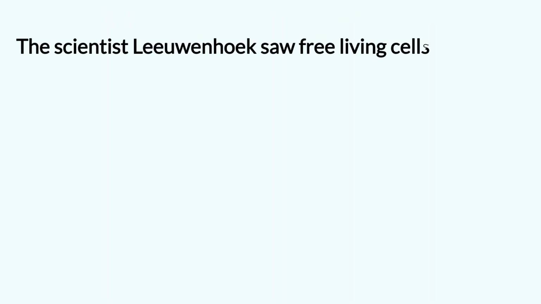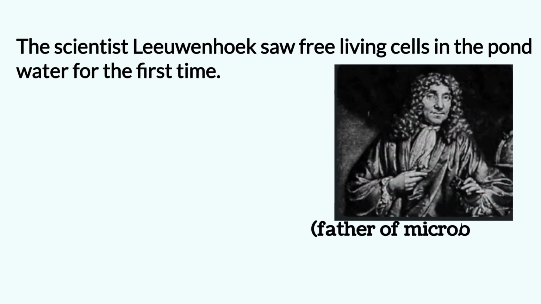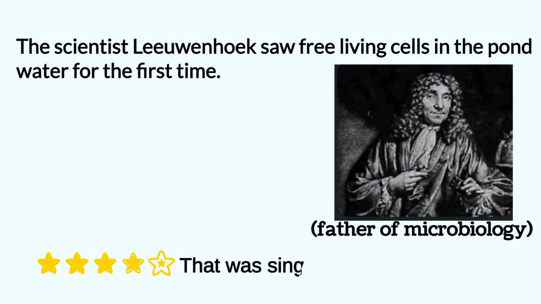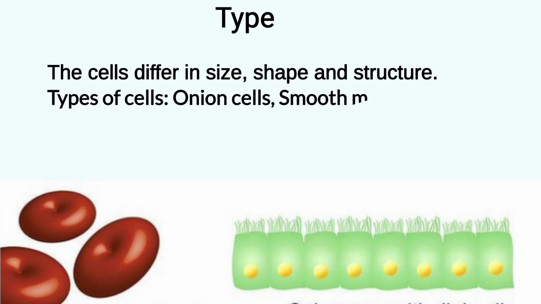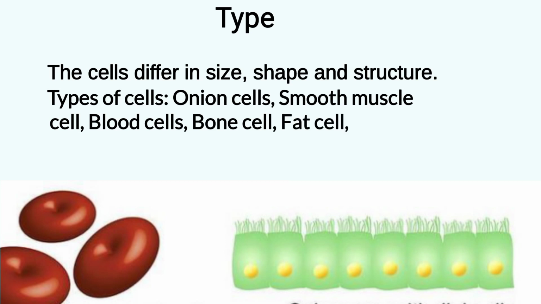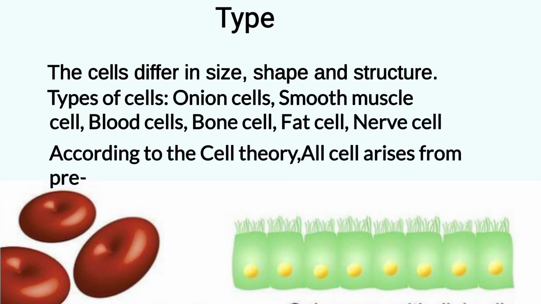The scientist Leeuwenhoek saw free-living cells in the pond water for the first time, and he is known as the father of microbiology. That was a single-cell organism. The cells differ in size, shape and structure. Types of cells: onion cells, smooth muscle cell, blood cells, bone cell, fat cell, nerve cell. According to the cell theory, all cells arise from pre-existing cells.